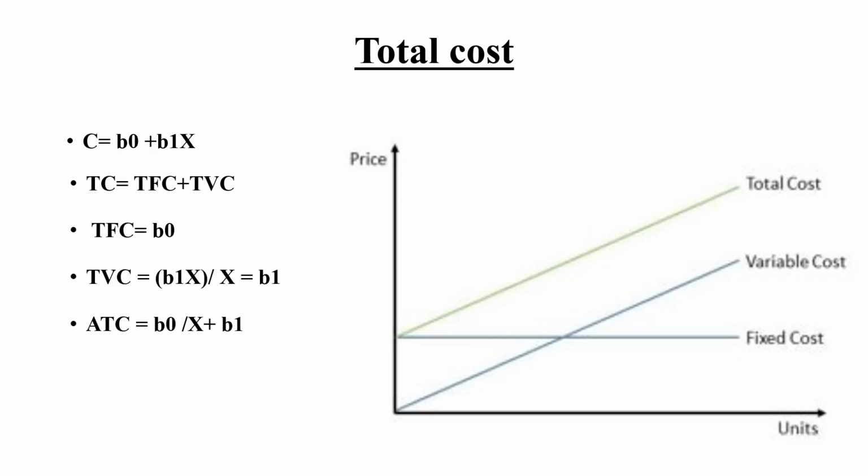Next comes the average total cost, that is B0 divided by x plus B1. The average total cost curve is a falling curve over the range of the reserve capacity, as we have seen in the previous figure.